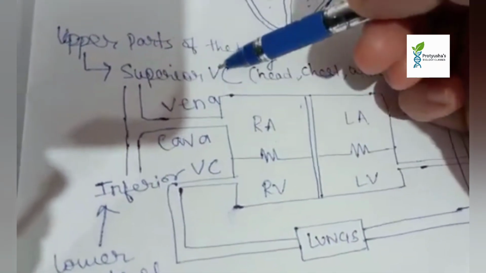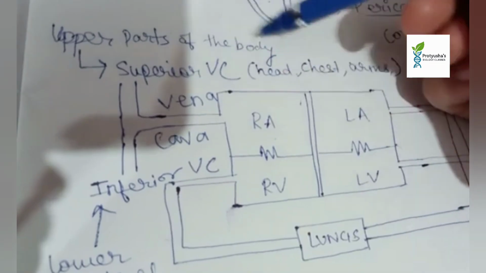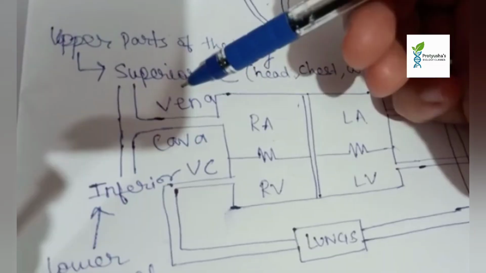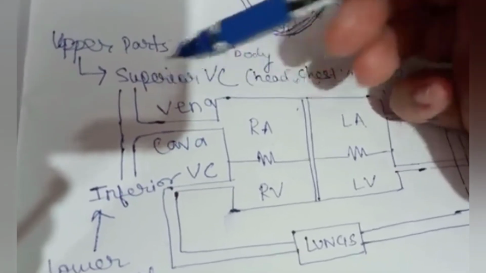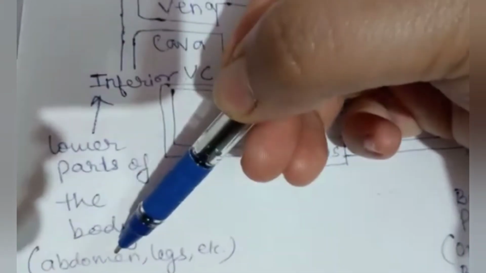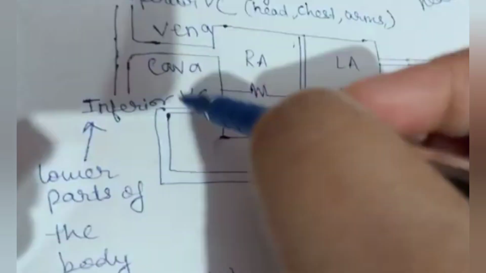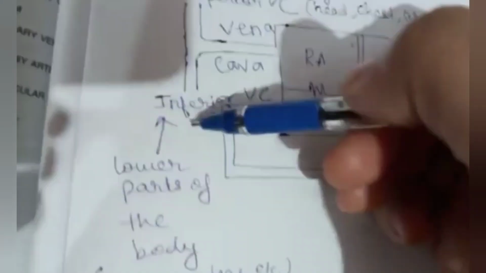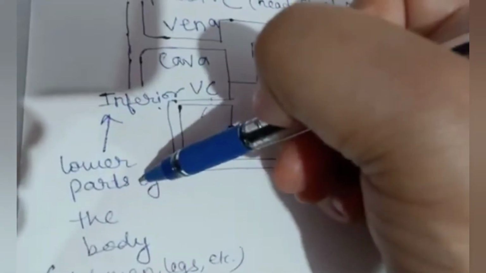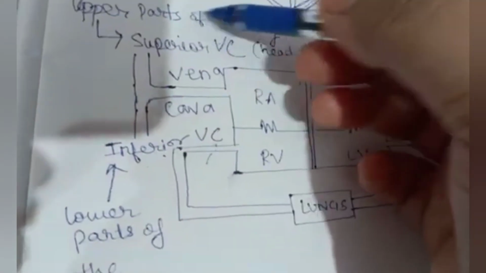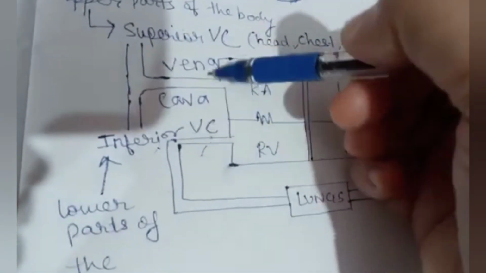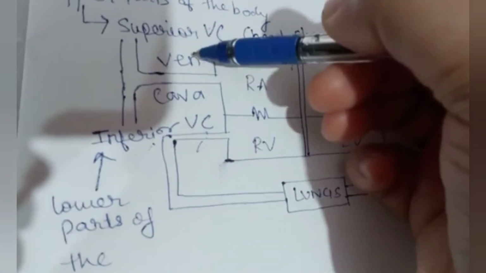The superior vena cava brings the blood from the upper parts of the body, like the head, the chest and the arms. So from the upper region of the body, which vein will bring? Superior vena cava. And from the lower parts of the body, like the abdomen and the legs, like the stomach region and the leg region, that is known as inferior vena cava. So the superior vena cava, upper parts of the body; inferior vena cava, lower parts. Both the superior and the inferior vena cava come together and form the vena cava.